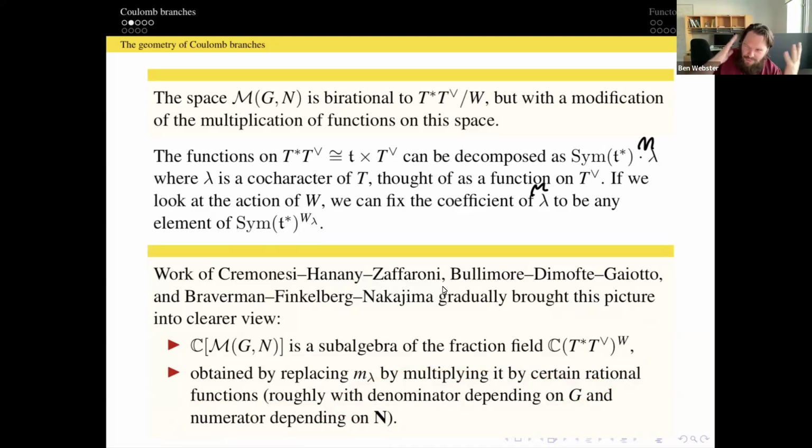This is just to give you a picture of what kind of world we're in, where you have these co-characters. These are usually called monopole operators. You multiply them by these elements of Sym of T dual, and those are called dressed monopole operators. You can think of them as elements of the fraction field, but they're not just a symmetrized co-character. There are some extra factors that come up, which are exactly the information of how this Coulomb branch differs from T star of T check mod W.